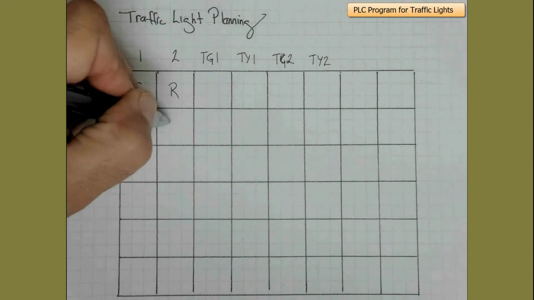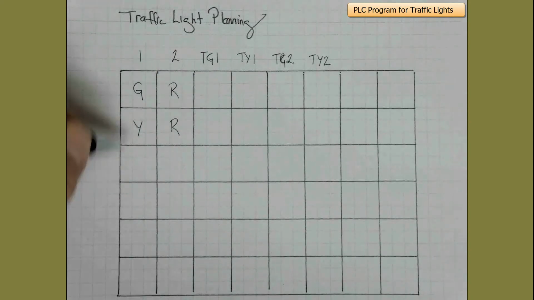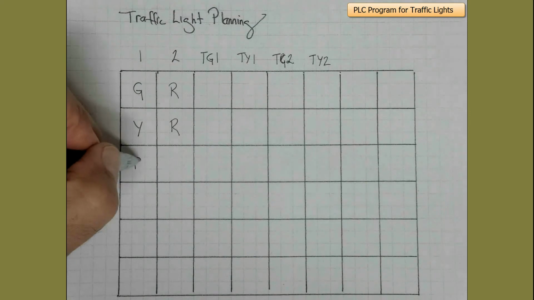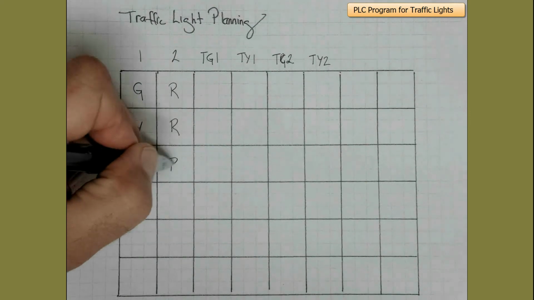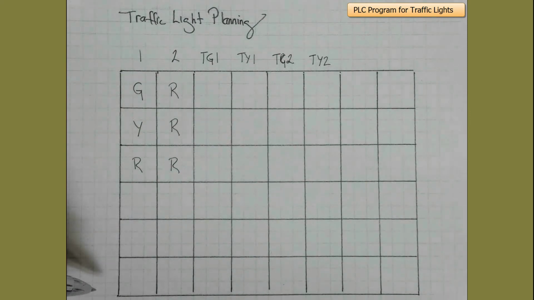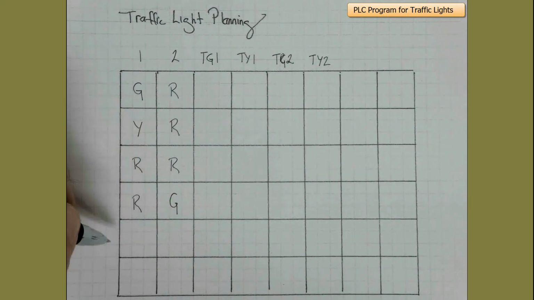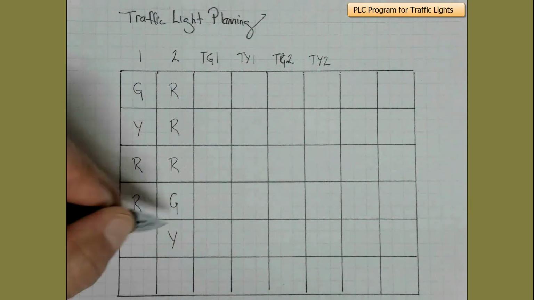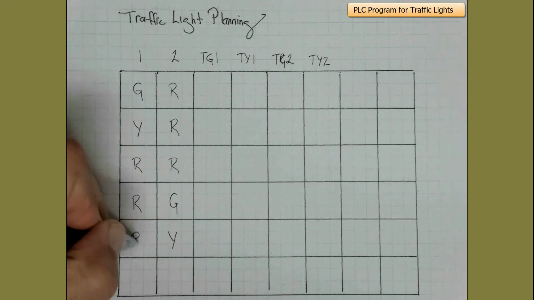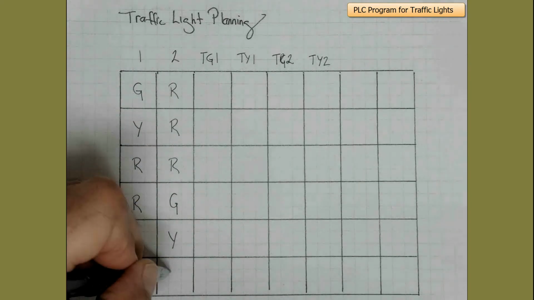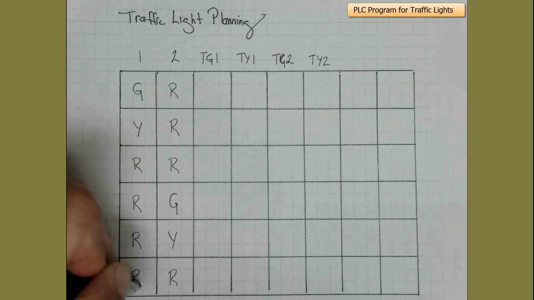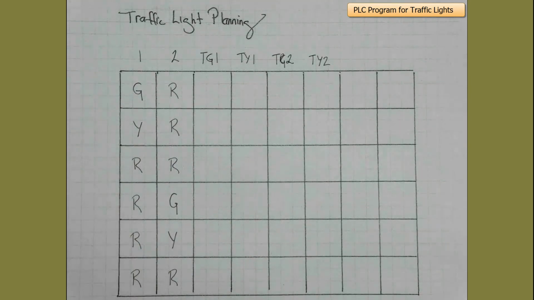Traffic light 2 is going to be red for both those times. Now when traffic light 1 turns red, there is some time where traffic light 2 is red at the same time. Then traffic light 2 turns green while traffic light 1 is red, and traffic light 2 goes yellow while traffic light 1 is red. And again, there will be a brief period of time where traffic light 1 and traffic light 2 are both red. So that's the better sequence to program.